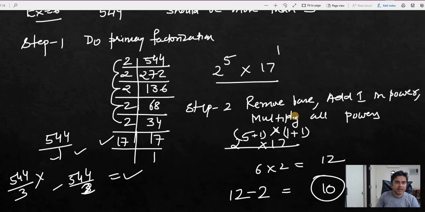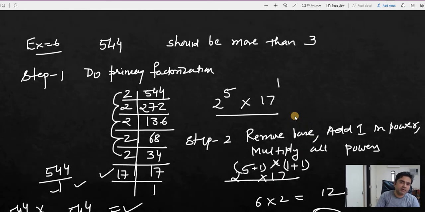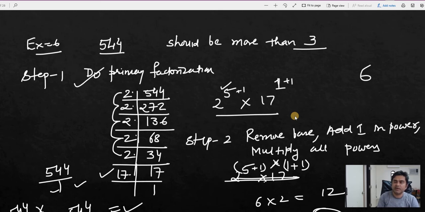Next question, if there is a number 544 and you need to find out the total number of divisors that should be more than 3. So first what you need to do, you have to do the prime factorization. We did the prime factorization, and 2 is 1, 2, 3, 4 and 5 times. So it is 5 times, and 17 is 1 time. What you need to do, you have to remove the base and then add 1 to the power. So 5 becomes 6 and 1 plus 1 becomes 2. So 6 into 2 is 12. So 12 is the total number of divisors.